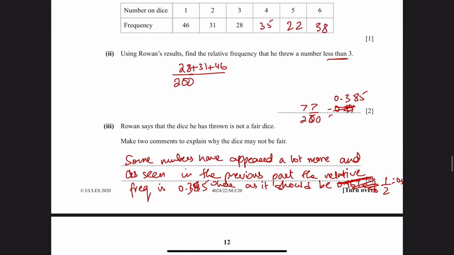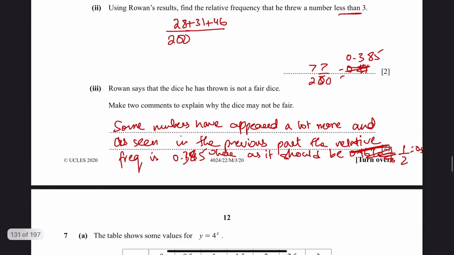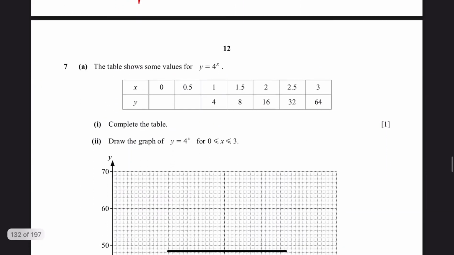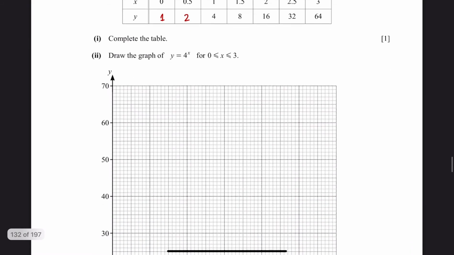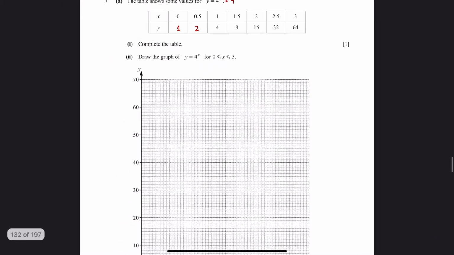Okay. The table shows the values for y equals 4 power x. It says complete the table. So I'm just going to write 4 power 0, which is 1, and 4 power 0.5, which is 2. Complete the table, draw the graph.